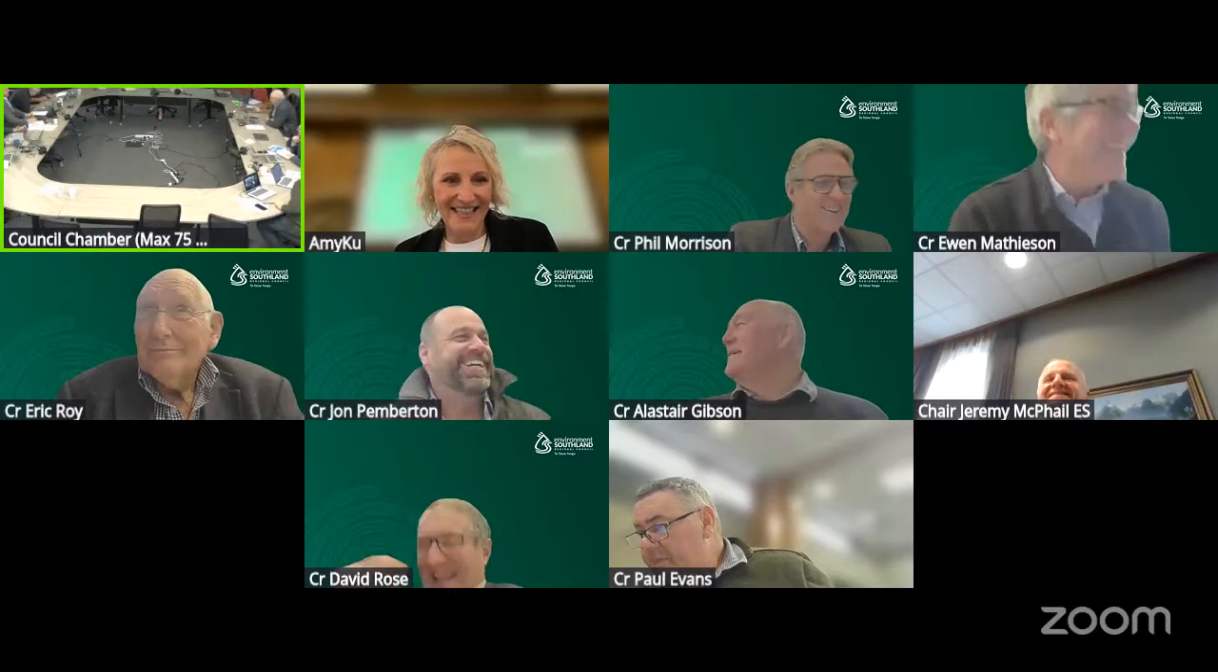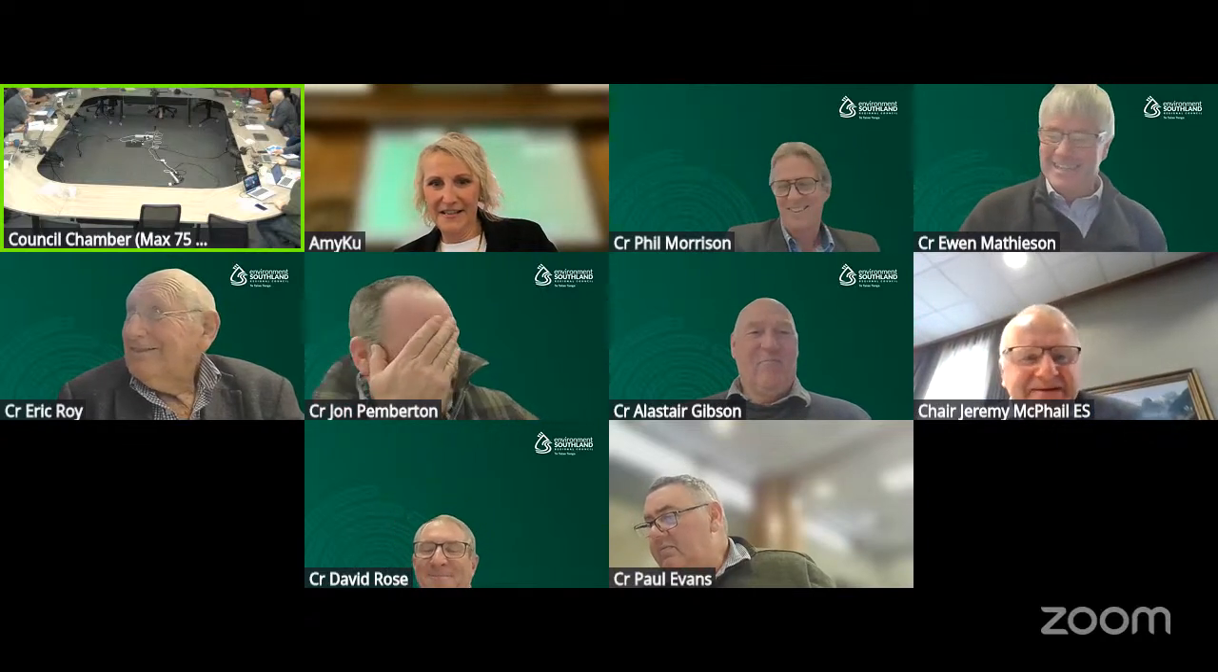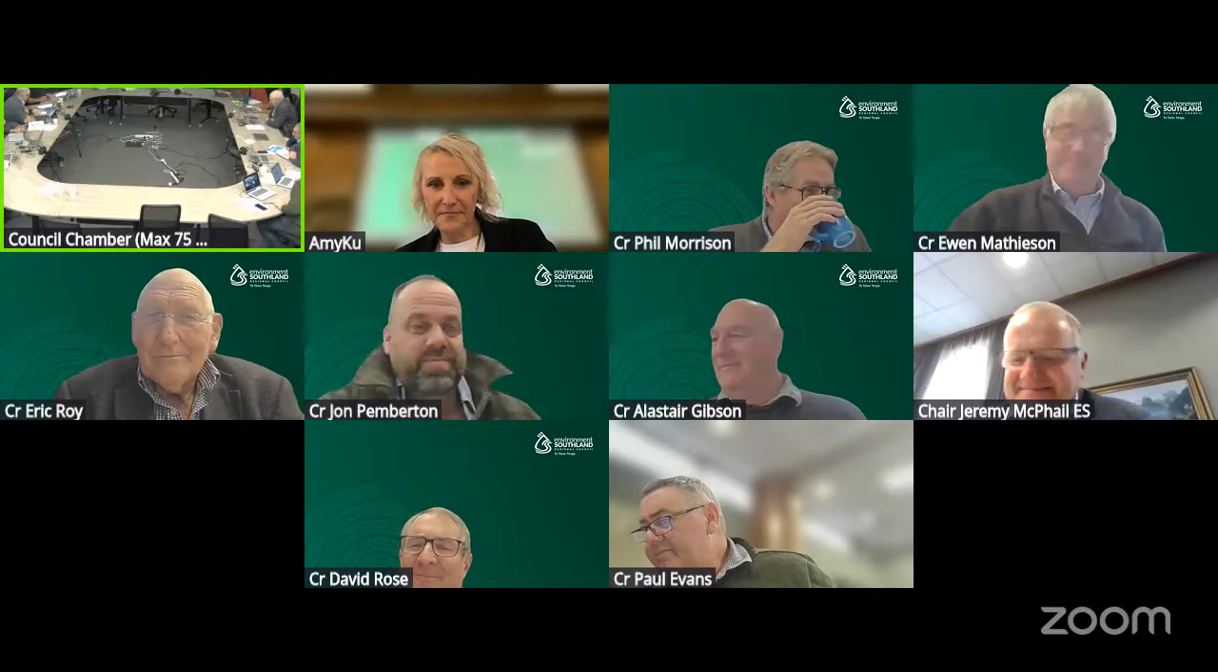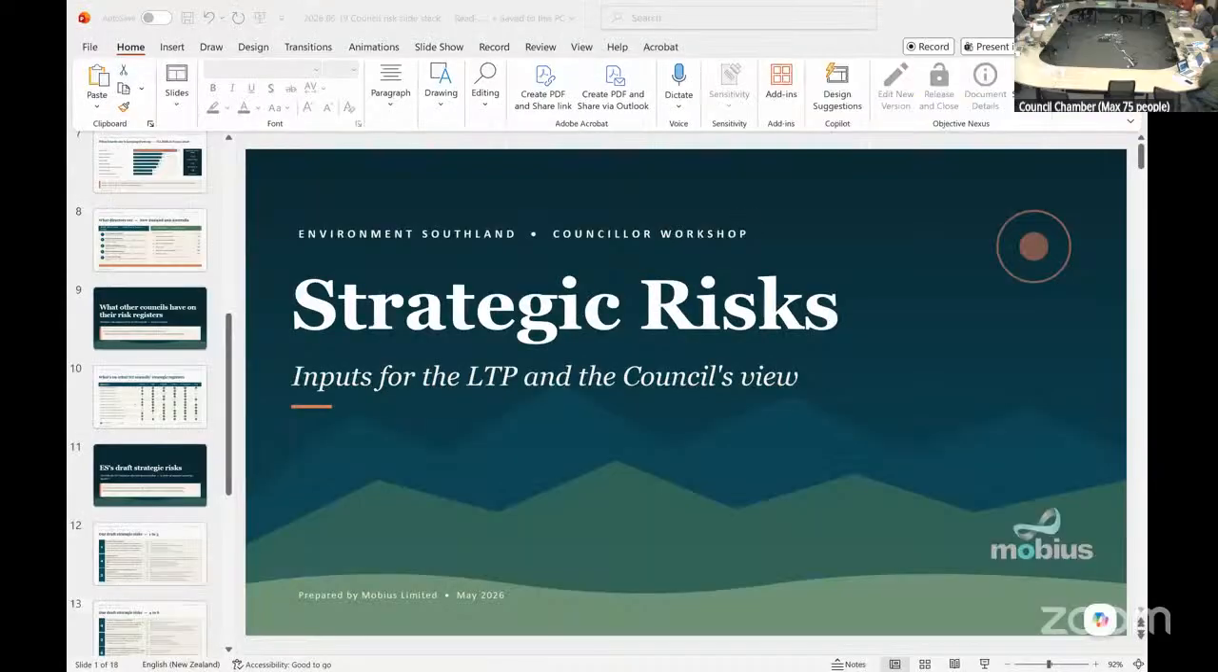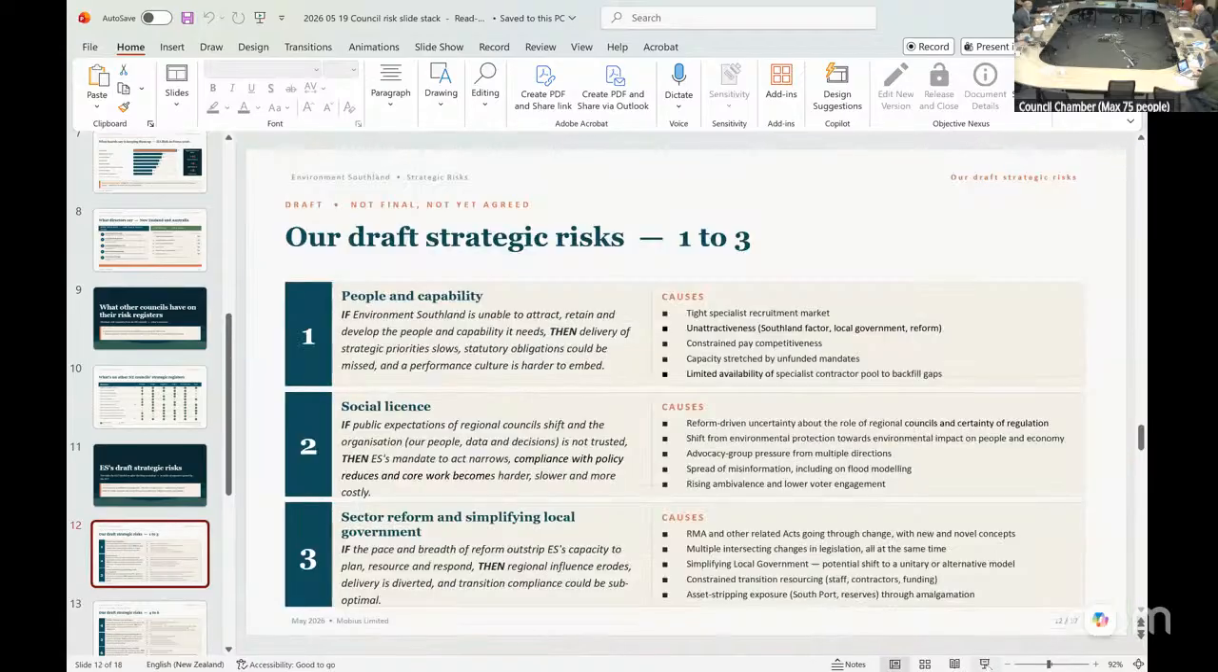So if we start with people, it's a strategic risk in itself. The people risk on the draft list is actually around people and capability. So what we're looking at here is a risk around Environment Southland being able to attract, retain, and develop people. Because if you are unable to do that, then delivery of those strategic priorities will slow down. You may miss some of your statutory obligations, and that performance culture becomes harder to embed. So that's the all-encompassing one around people and capability.